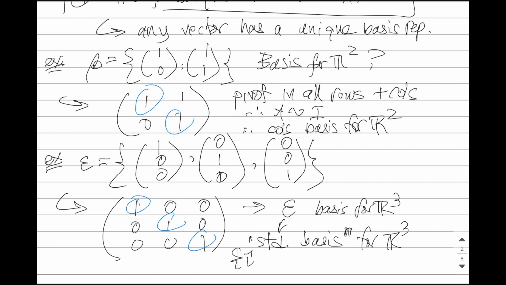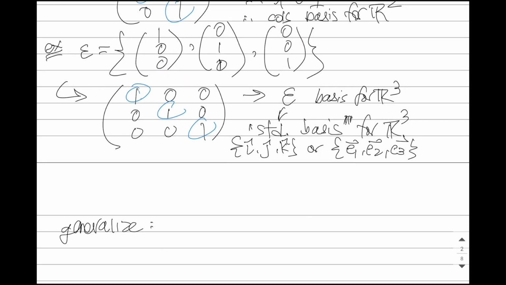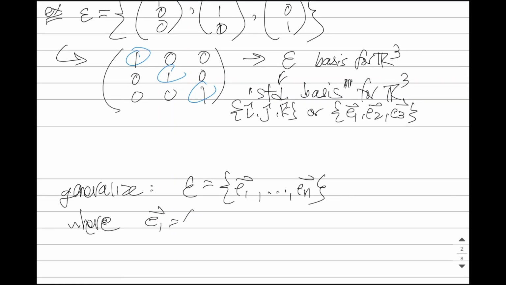Sometimes in physics, we like to call them i, j, and k. In math, we like to call them e1, e2, e3, because it allows us to generalize. We could have the standard basis for Rn. It's very simply formed. e1 would just be the vector with 1 in the first component and zeros elsewhere, and en would be very similar. So this would be the standard basis for Rn.